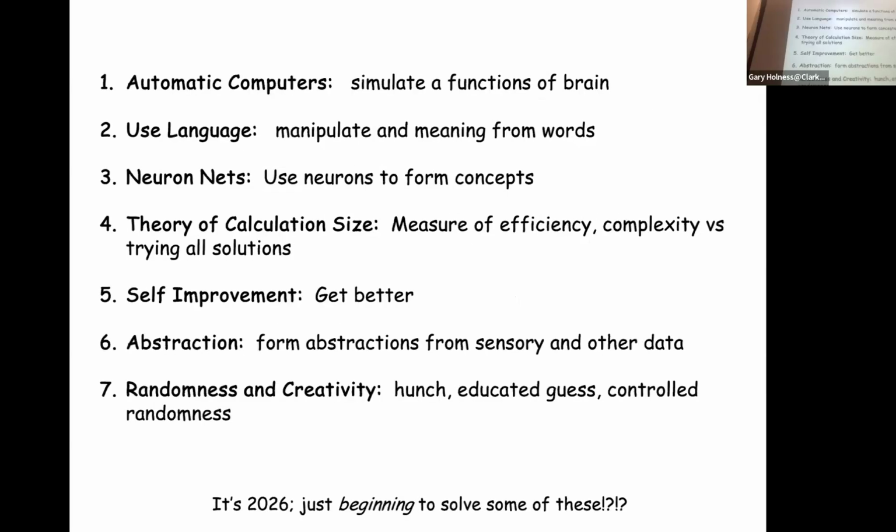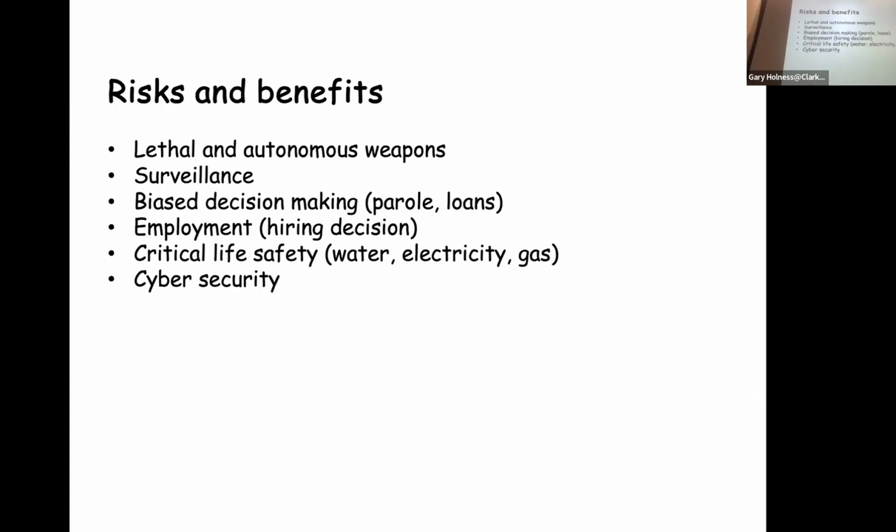It's an interesting proposal, but some of the things that they came away with, I list there: using language, neural networks, theory of calculation size, so complexity theory related to thinking and reasoning, self-improvement that grew into machine learning, abstraction, so knowledge representation that can be interpolated forward to new situations, randomness, and creativity. How do you propose things that aren't necessarily the best in hopes to uncover things that potentially can lead to better solutions? So-called exploration versus exploitation.